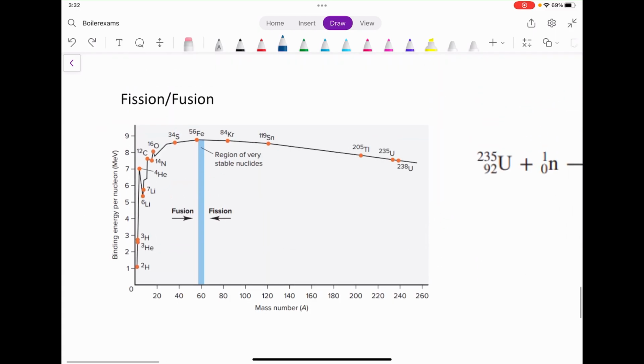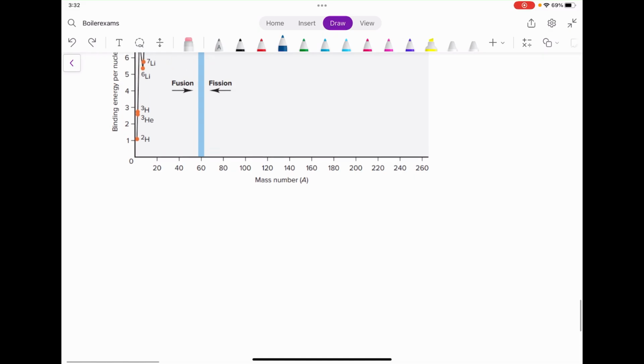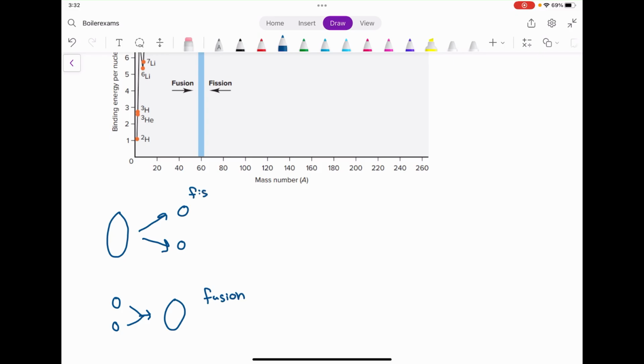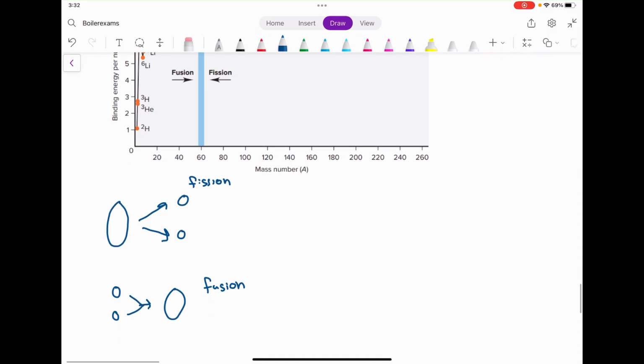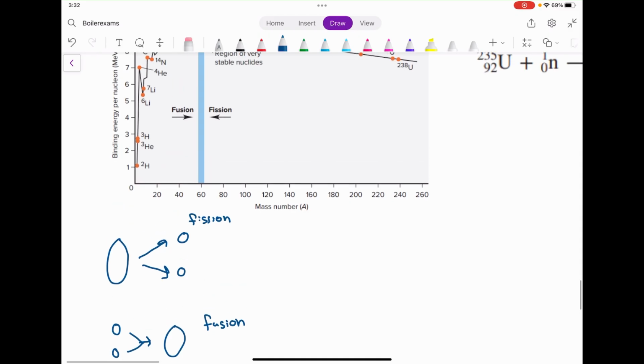So first of all, before we get into this graph, what are fission and fusion? Fission is when we have a big element that's going to split into two smaller atoms. And fusion is the opposite, when we're forming one big atom. So this is fusion, this is fission. As the name implies, fusion is fusing together. And they do this to form more stable atoms and compositions.